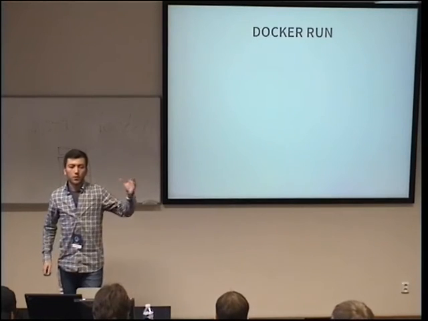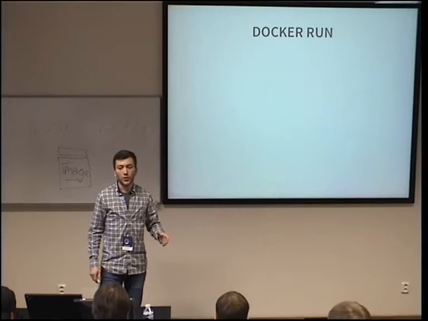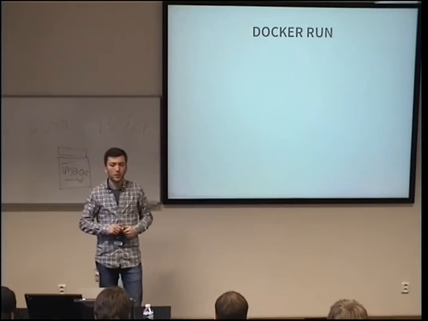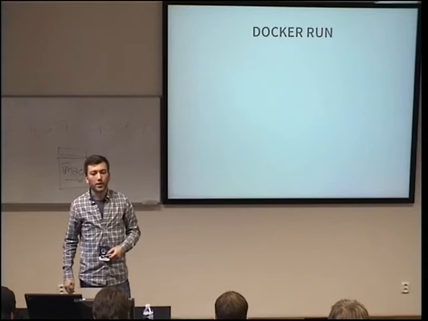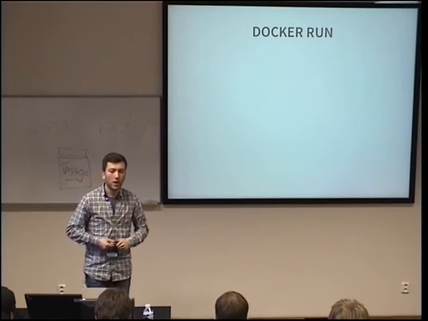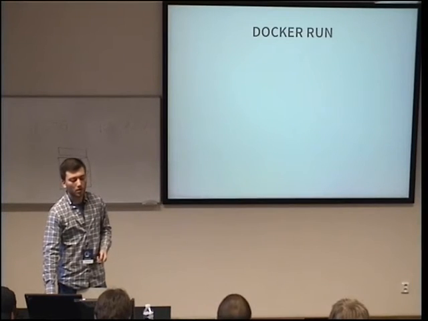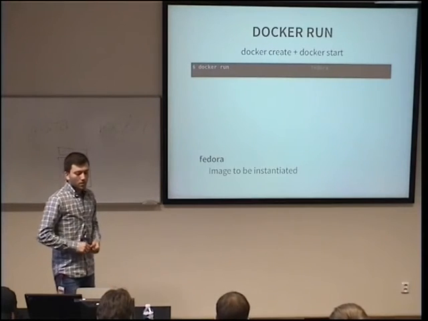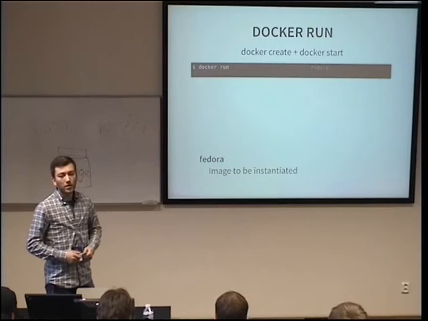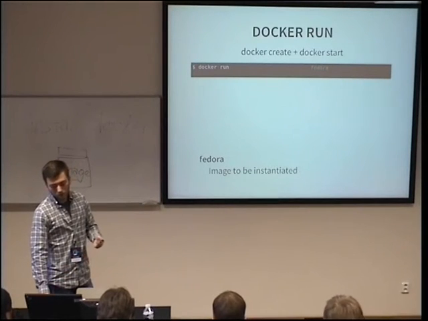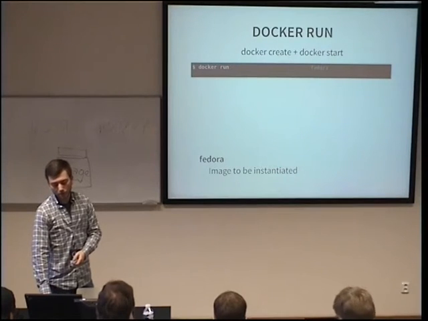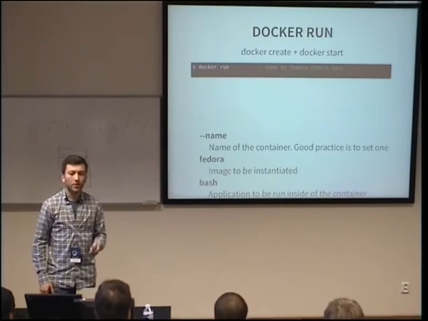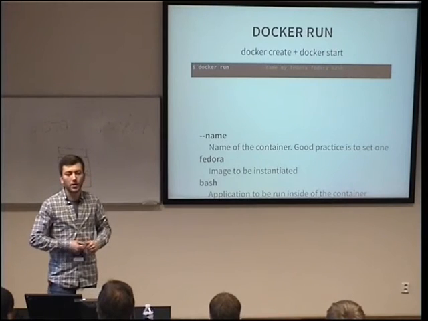Okay, so we pulled the image, we first created the container, and then we started it. You can do this automatically with the command run, which is actually create and start together, and it has absolutely the same switches as we saw with Docker create. You specify the image you want to instantiate, the process you want to run inside, and of course give it some nice name so you don't have to refer to it as the hex number.